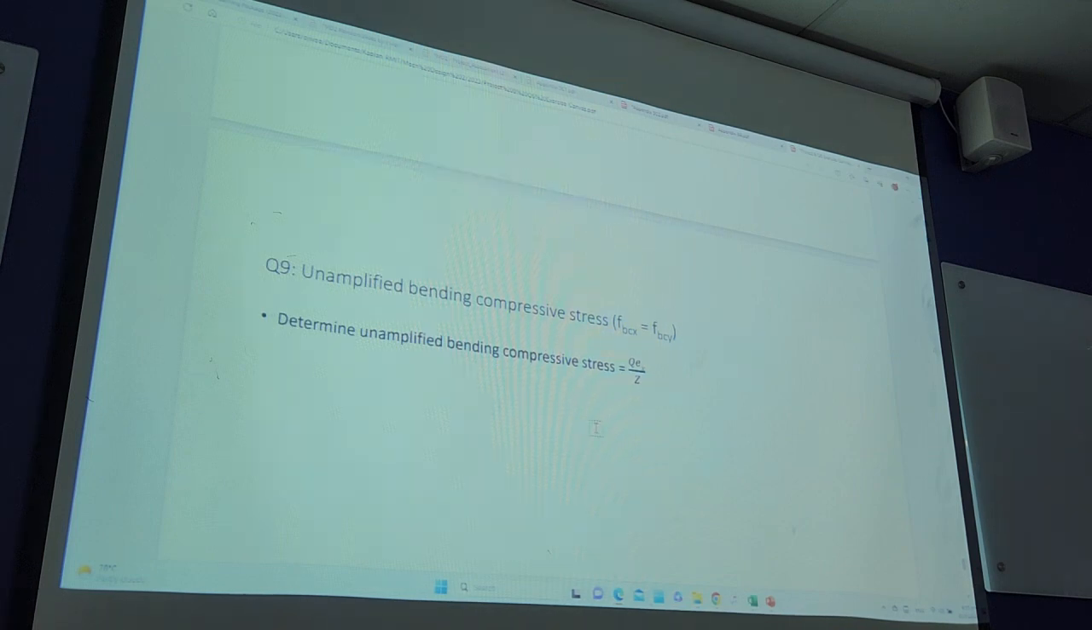Okay, now come to the unamplified bending compressive stress. So this is your FBC, small letter f. We call it the unamplified bending compressive stress. Second and third portion, determine, right? So this is a given formula, so you have to apply this. All of this you can get from the table.